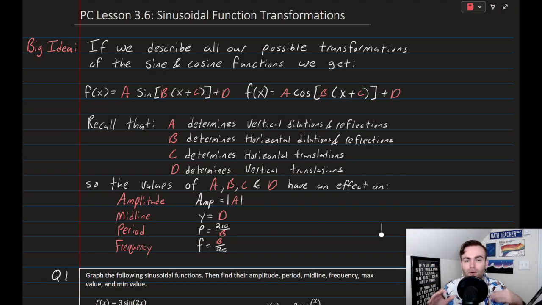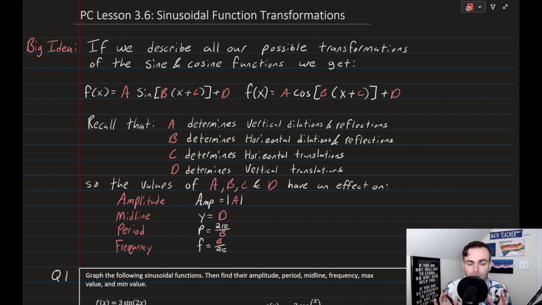To describe all of our possible transformations that we could have on the sine and cosine functions, which are our sinusoidal functions, we get this: a times sine of b times x plus c, plus d. Now, keep in mind that the b is factored out. That is super important, because b is going to affect what c is if it's not, and you have to play around with that. So if it's not factored already and you're trying to describe transformations, factor it. Cosine works the same exact way and has the same exact effects.